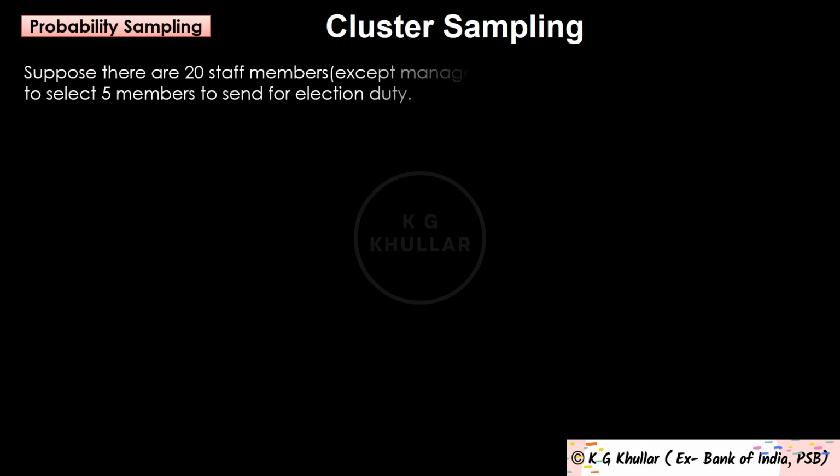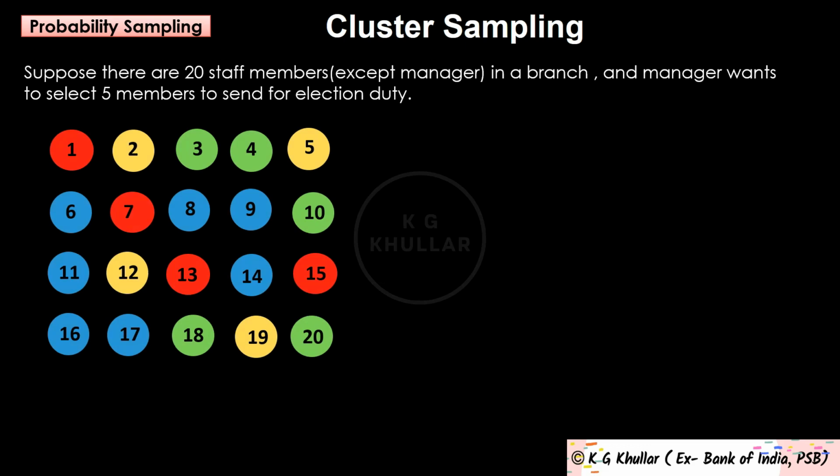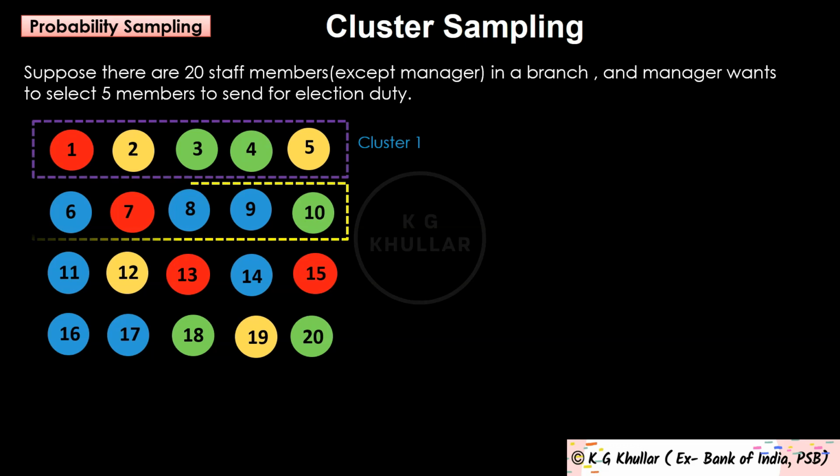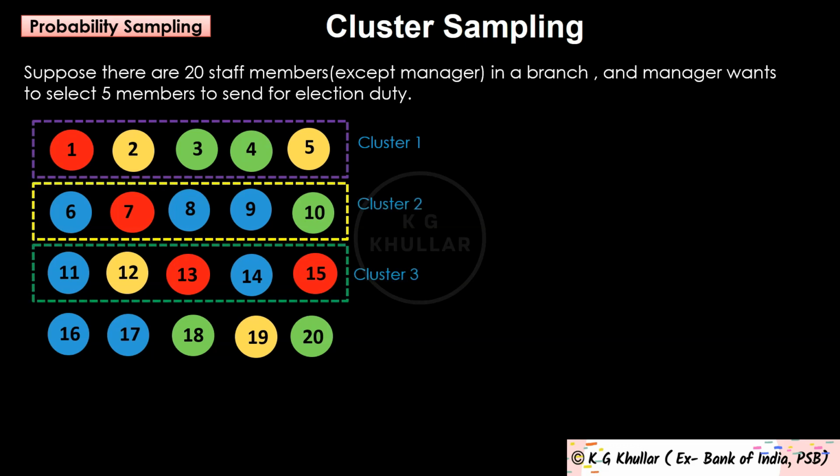Now let's do that same example, but now using cluster sampling. So what the manager will do here is make clusters of staff members. Since he wants to select 5 members, in each cluster he will put 5 members, and thus he will have 20 divided by 5, that is 4 clusters, as you can see here.